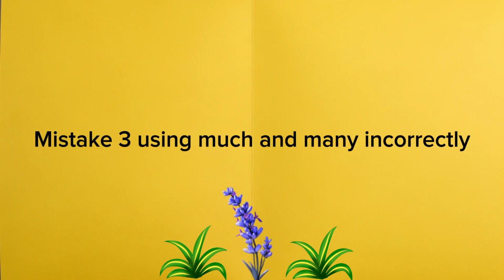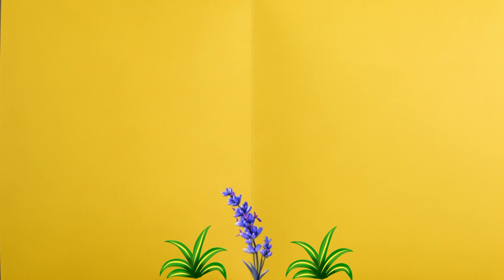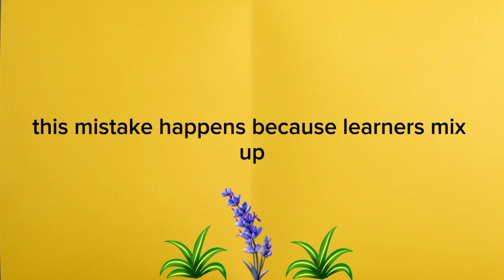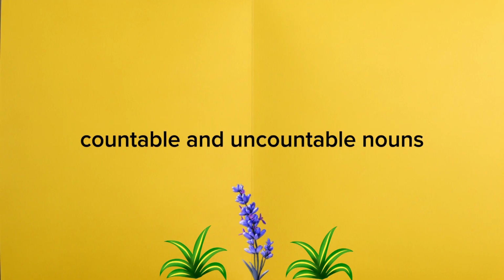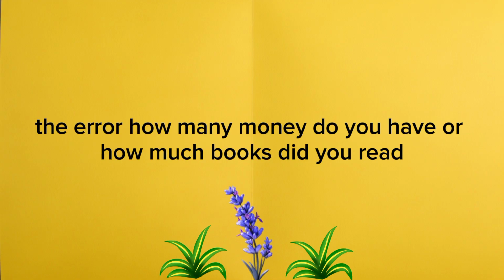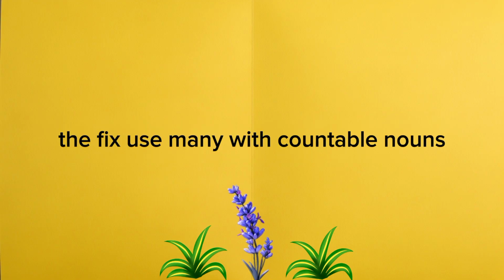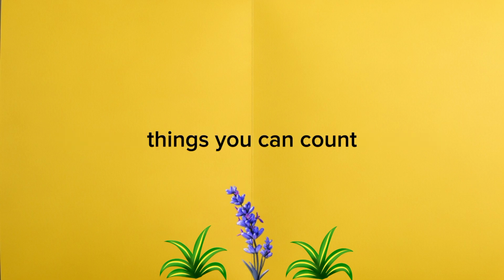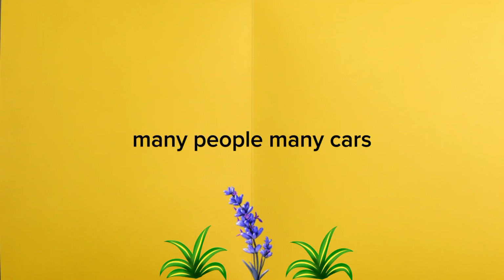Mistake 3. Using much and many incorrectly. This mistake happens because learners mix up countable and uncountable nouns. The error: how many money do you have? Or how much books did you read? The fix: use many with countable nouns, things you can count. Many books, many people, many cars.